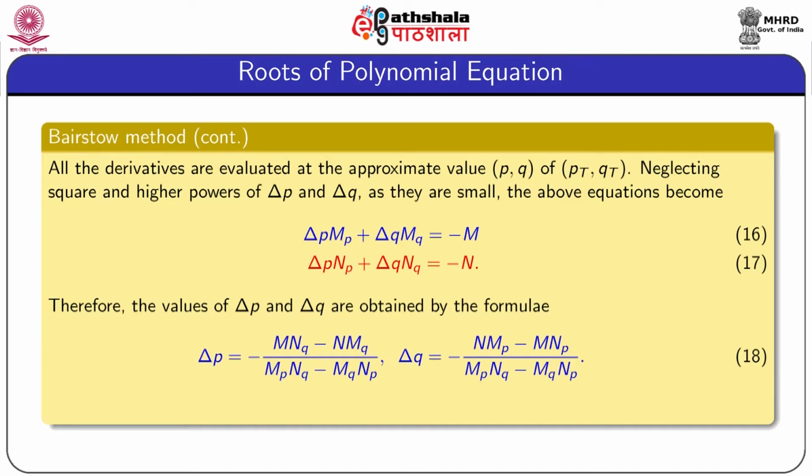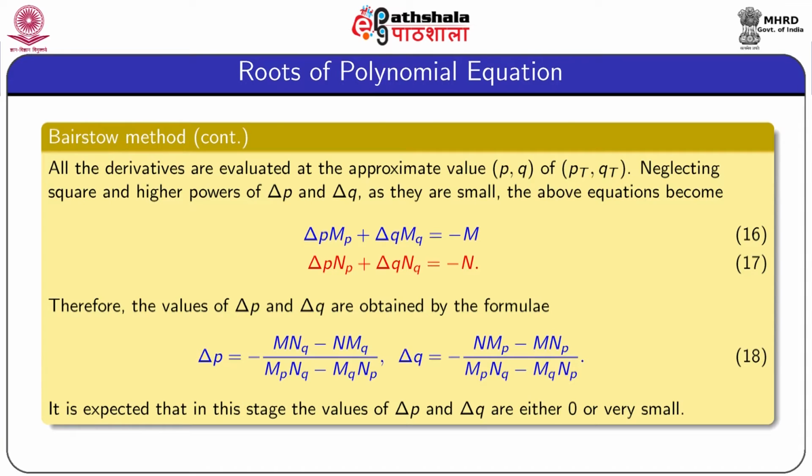Note that the values of delta p and delta q are determined in terms of the unknown quantities m, n and their partial derivatives with respect to p and q. So, these are not the final values of delta p and delta q, but it is expected that at this stage the values of delta p and delta q are either 0 or very small quantities.